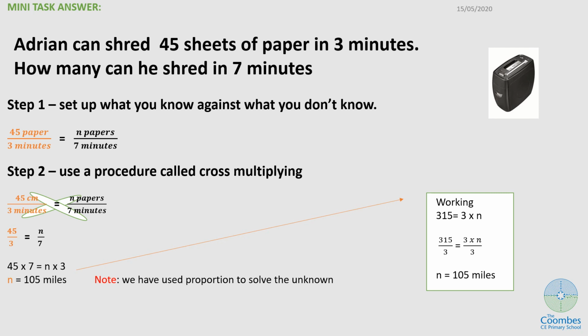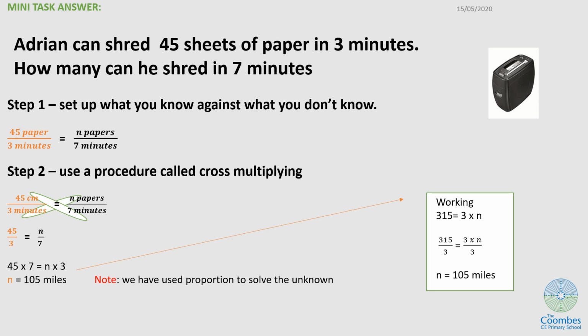Now the question was, Adrian can shred 45 sheets of paper in 3 minutes. How many can he shred in 7 minutes? So in our step 1, we set up what we know against what we don't know. We know that he can shred 45 papers in 3 minutes. That we know. We also know the 7 minutes. What we don't know is how many papers. So using our second procedure of cross-multiplying, we can attempt to work our problem.